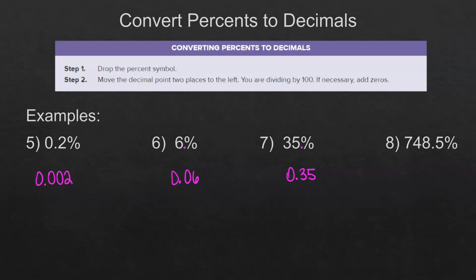Okay, so on this next one, we're going to move the decimal 2 places to the left, which is going to put it between the 7 and the 4. I'm going to take that back off there. So it's going to be 7.485, and then that is the decimal number, right? Anything above 1 is going to be over 100%. This was way above 1, right? Because we're at 7.485.